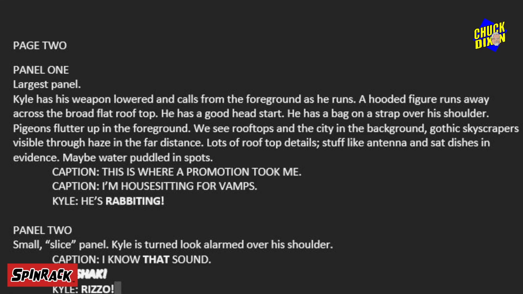Basically I write, Kyle has his weapon lowered, calls from the foreground as he runs. A hooded figure runs away across the broad, flat rooftop. He has a good head start. He has a bag on a strap over his shoulder. Pigeons flutter up in the foreground. We see rooftops and the city in the background, Gothic skyscrapers visible through haze in the far distance. Lots of rooftop details, stuff like antenna and sat dishes in evidence, maybe water puddled in spots.